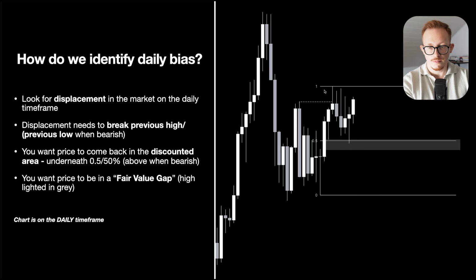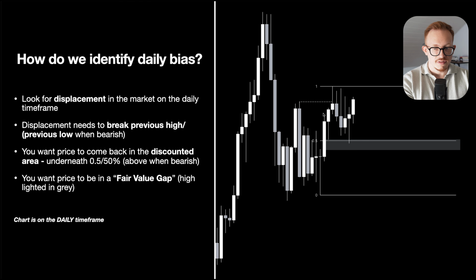So as you can see right here, I have used my Gambox tool from 0 to 1. And that is from the start of the price leg, that is the displacement leg, to the top of the price leg. We want to see price come underneath that 50% right here. And keep this point in mind, because this will come back in another slide soon. So we want to see price come back underneath that 50%.